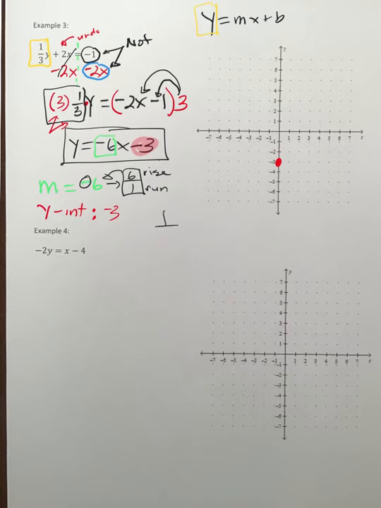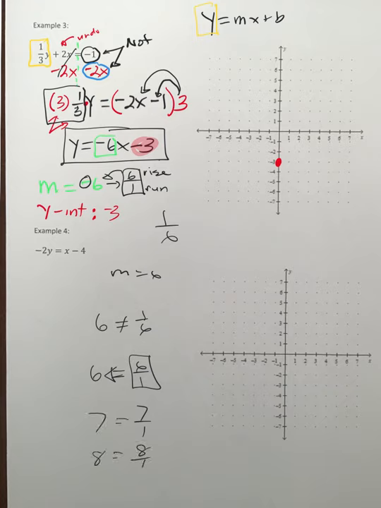Some of you were doing 1/6 when it said the slope was 6. No, that's completely different. 6 and 1/6 are not the same number. But 6 and 6 divided by 1, do 6 divided by 1 on a calculator. What are you going to get? You're going to get 6. What's 7 divided by 1? 7. What's 8 divided by 1? 8. Right? So these are the same thing. They're not equivalent, so be careful.